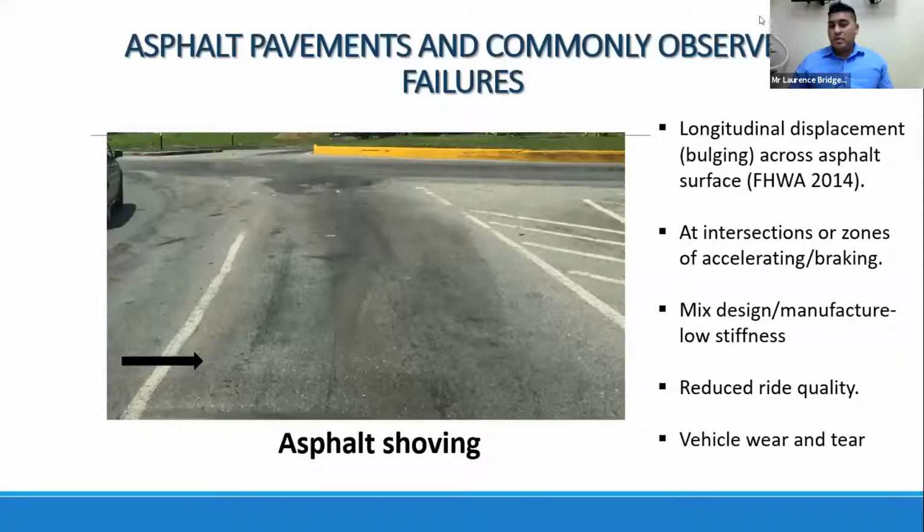Aggregate shape and binder quality, similar to rutting, can be contributing factors to mixes which develop asphalt shoving. The result is a pavement of reduced ride quality, and which contributes to vehicle wear and tear to the end user.